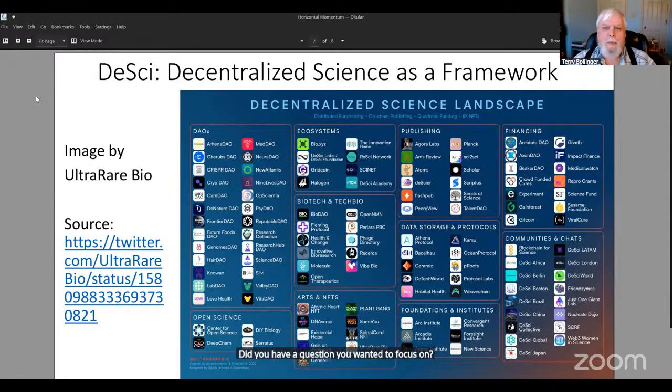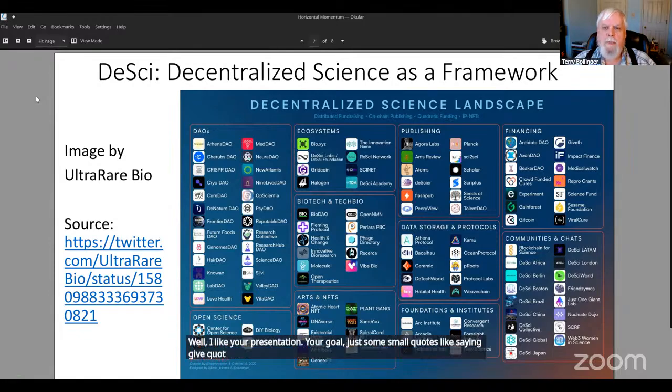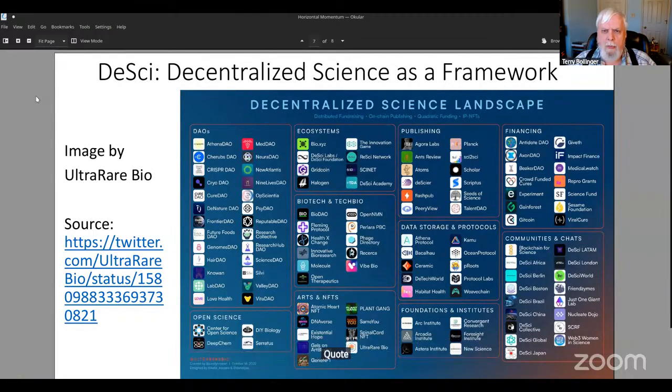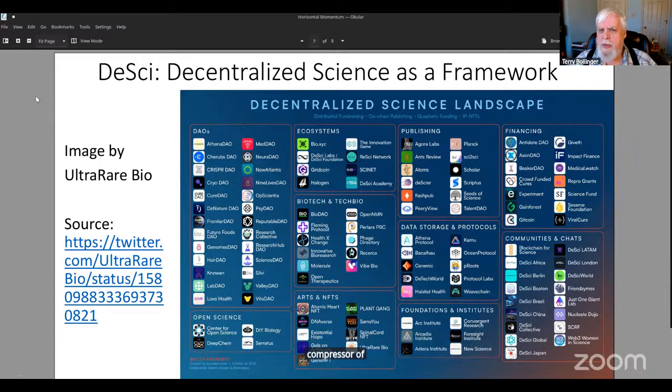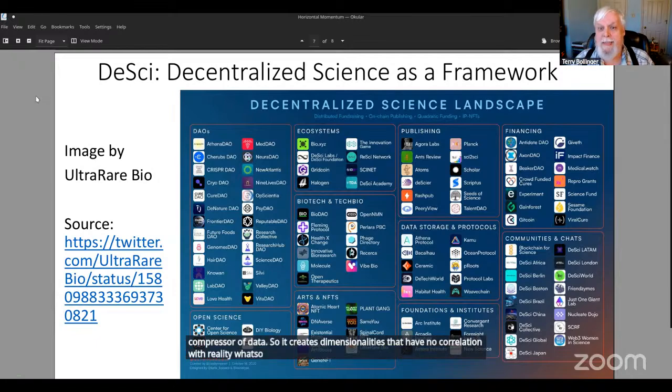Well, I like your presentation. Your goal, just some small quotes, like saying give quotes, summarized by giving quotes of the actual facts from the actual quote. That is so important because, like you say, ChatGPT is just a hallucination engine, and people do not understand how dangerous it is. It is a very, very sloppy compressor of data. So it creates dimensionalities that have no correlation with reality whatsoever, but they sound good.